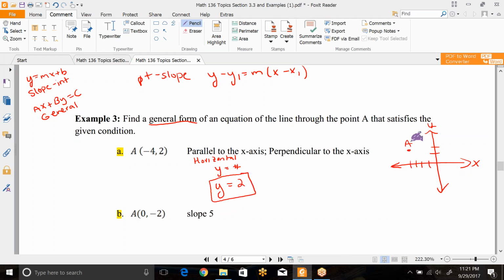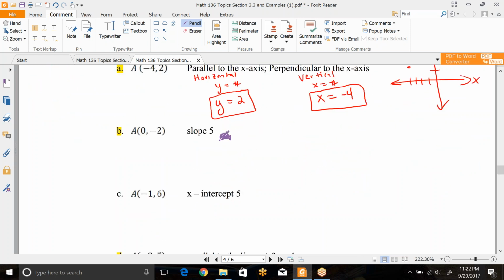To be perpendicular to the x-axis, we have to be vertical. So vertical lines are always x equals a number. So that would be x equals the x-coordinate, which is negative 4. So this is a special case. If they just tell you to be parallel or perpendicular to the axes, you're talking about either horizontal or vertical.